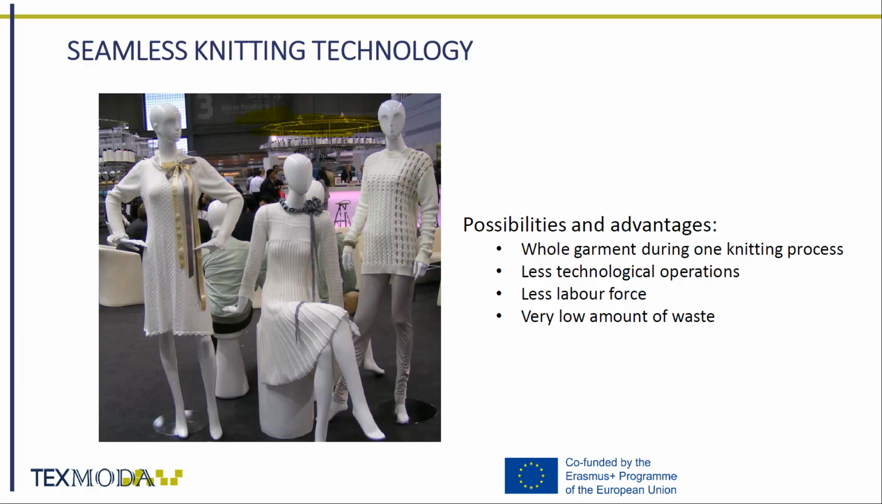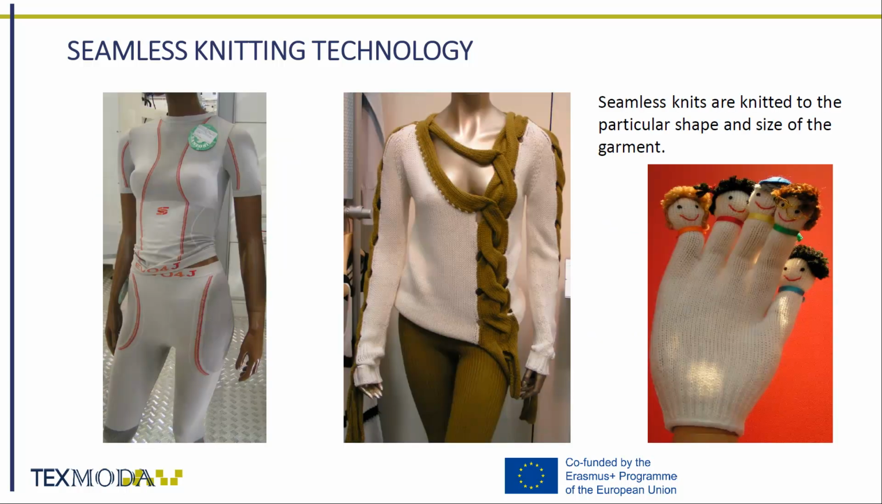It means that the technological process is very short as compared to traditional garment production, when pieces are cut out of the fabric and sewn together into the garment. Also, it is very important that seamless technology requires much less labor force, because in garment production the most labor force is used not for knitting but for sewing. Even more, seamless knitting creates a very low amount of waste, only up to 3% and usually even less.